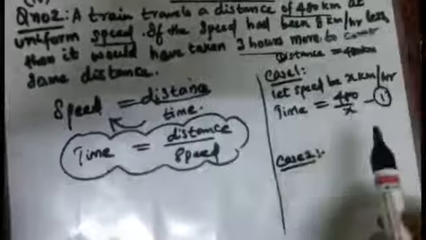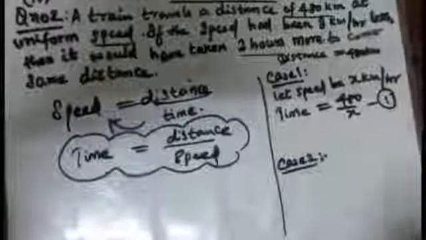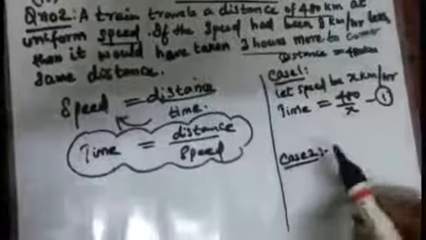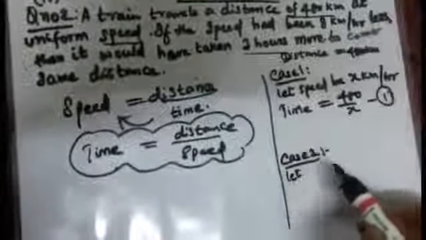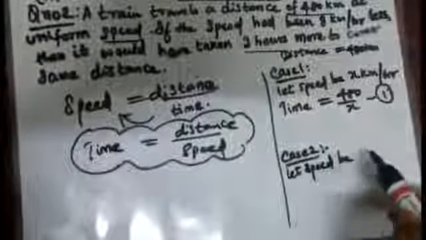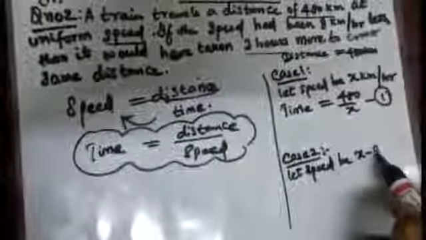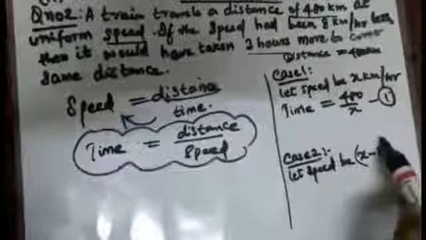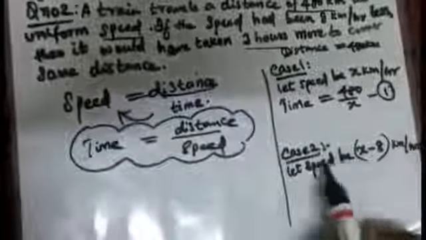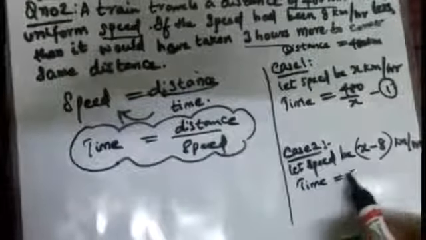This is one scenario in which the train is covering some distance with some speed, and this much time is being taken by it. Now in case 2, he is telling that the speed is being decreased by 8 km. So we will say let the speed of the train be x minus 8. From the original speed it is decreasing, so we are writing x minus 8 km per hour. If this is so, what will be the time as per this formula? It is covering the same distance, right? So 480 by x minus 8, and this is our second equation.